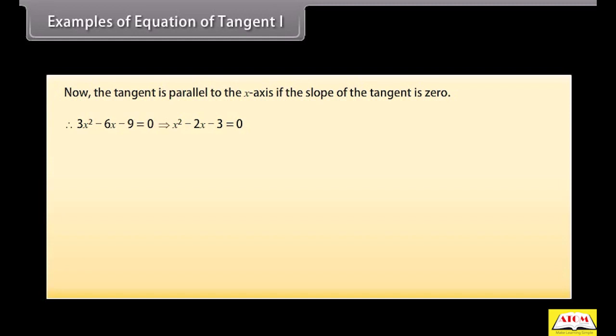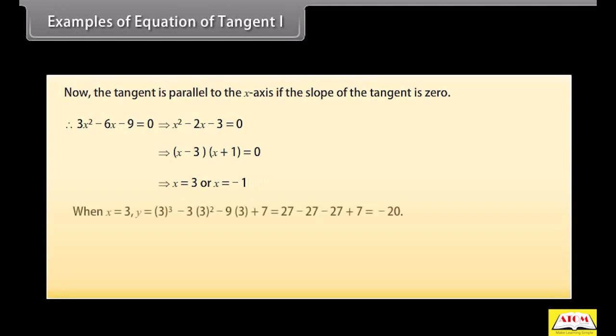Therefore, 3x^2 minus 6x minus 9 = 0. It implies that x^2 minus 2x minus 3 = 0. It implies that (x minus 3)(x plus 1) = 0. It implies that x = 3 or x = minus 1. When x = 3, y = 3^3 minus 3 into 3^2 minus 9 into 3 plus 7 = 27 minus 27 minus 27 plus 7 = minus 20.